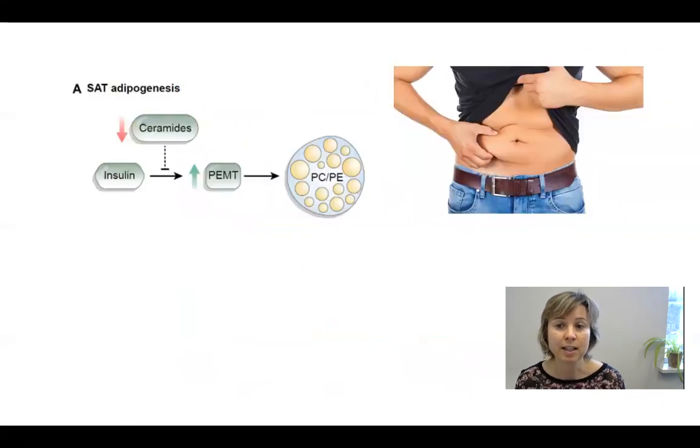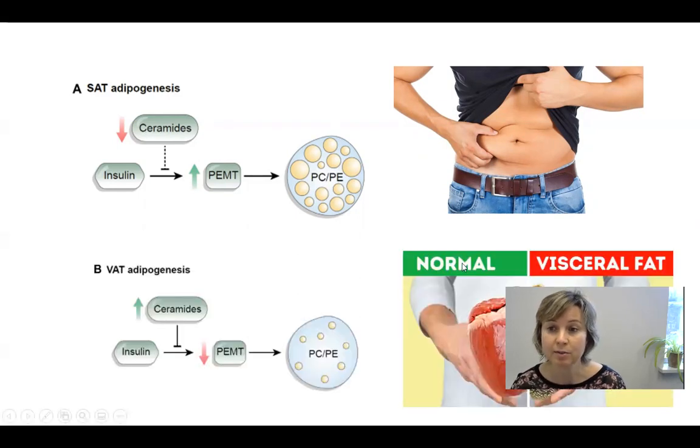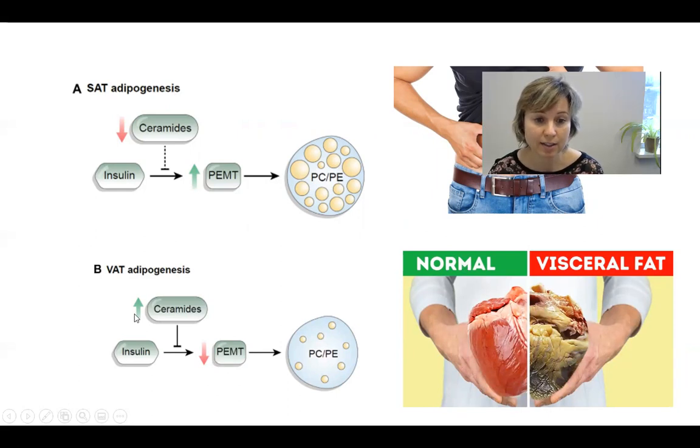This is a summary slide showing that in the fat under our skin, in the subcutaneous fat, there's a high concentration of phosphatidylcholines, tri and diacylglycerols, lower concentrations of ceramides, and in visceral fat, there's a higher concentration of ceramides, but lower prevalence of unsaturated fatty acids.